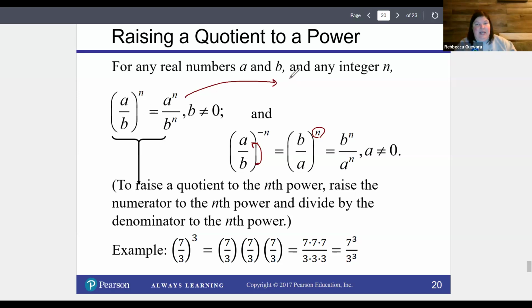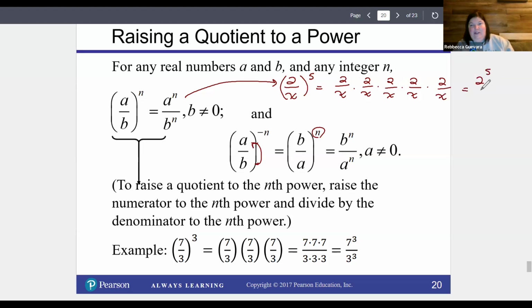As an example, let's say I have 2 over x, and I raise that to the power of 5. Well, then we have 2 over x, 2 over x, 2 over x. We saw something similar to this earlier. 2 over x, 5 times. We get 5 2's on top, and we have 5 x's on the bottom.